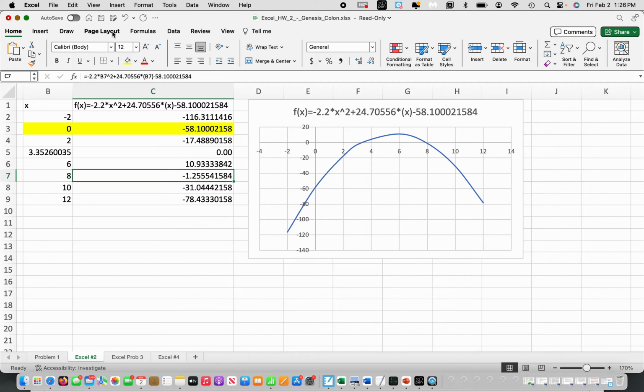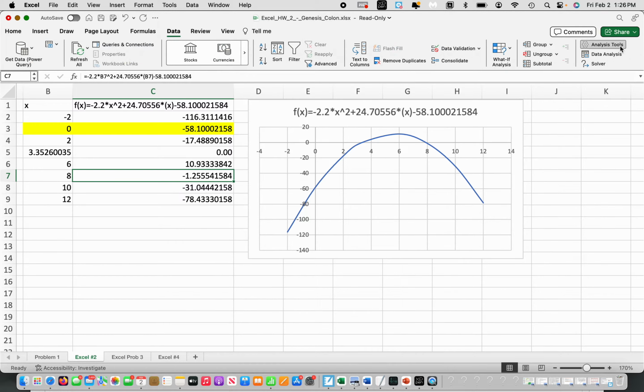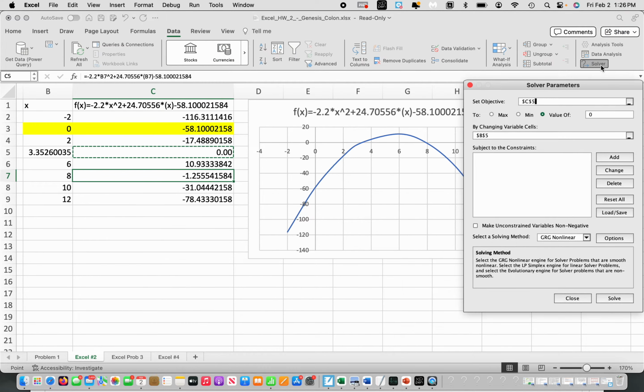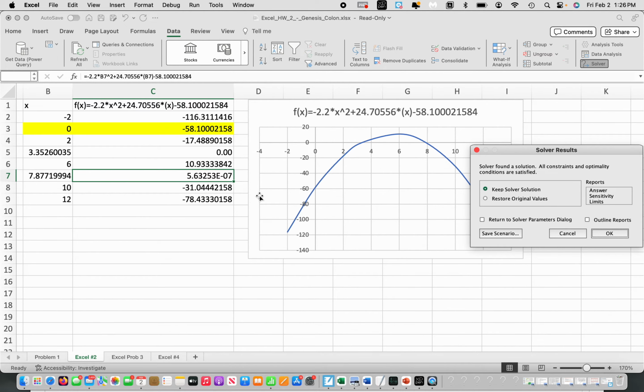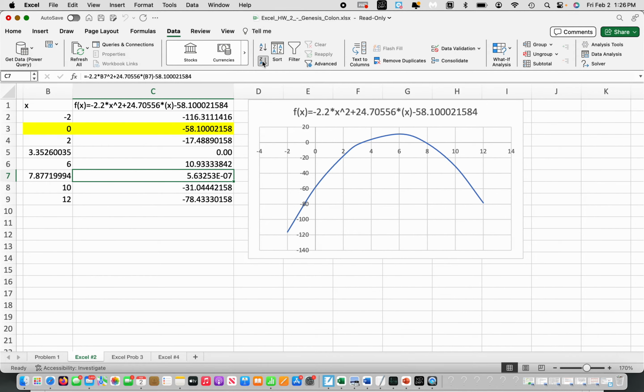I'm going to go to Data. I'm going to go to Solver. Now I want to take that cell C7, okay? And I want to set that equal to 0. That means my y value is going to be equal to 0. And I want Solver to tell me where the x value is. And I want to put that right here. And then I want to solve. Okay, and I want to keep that.